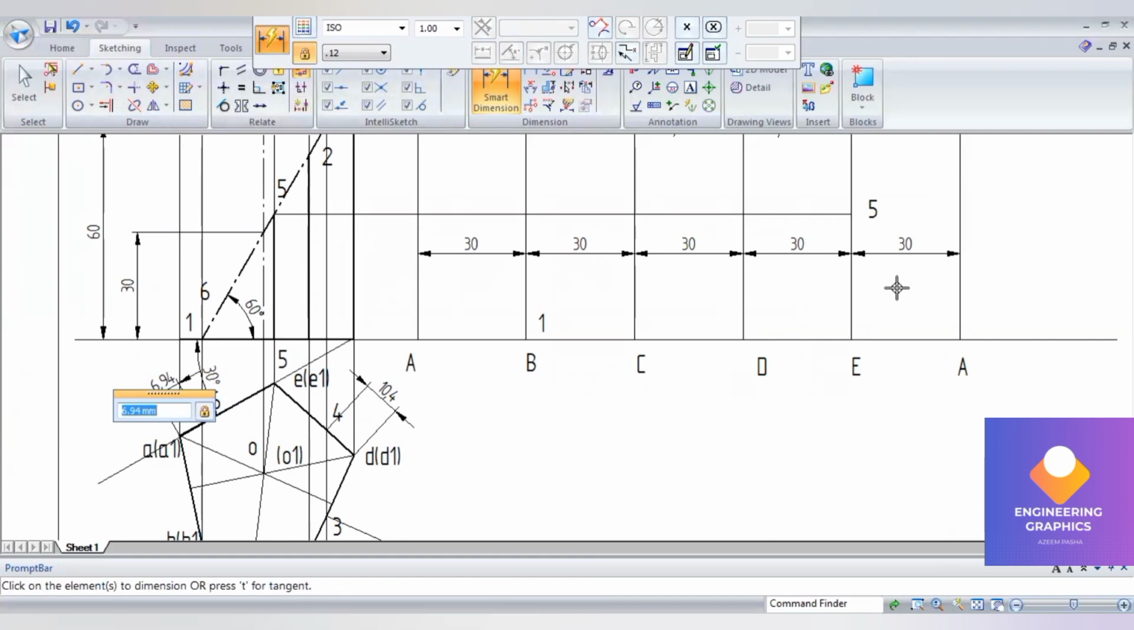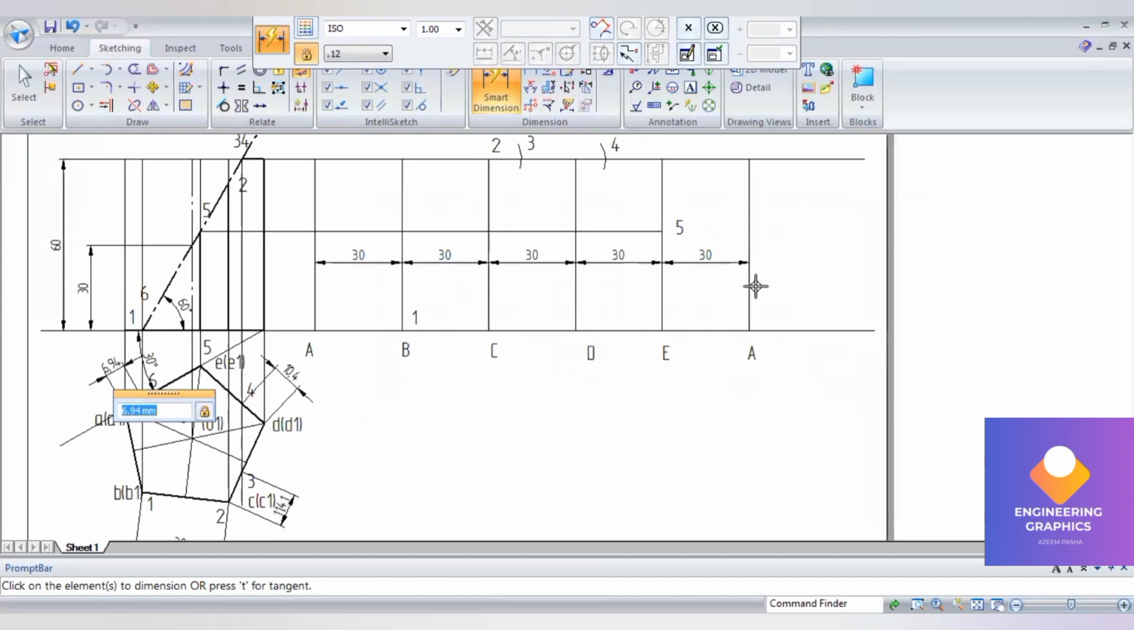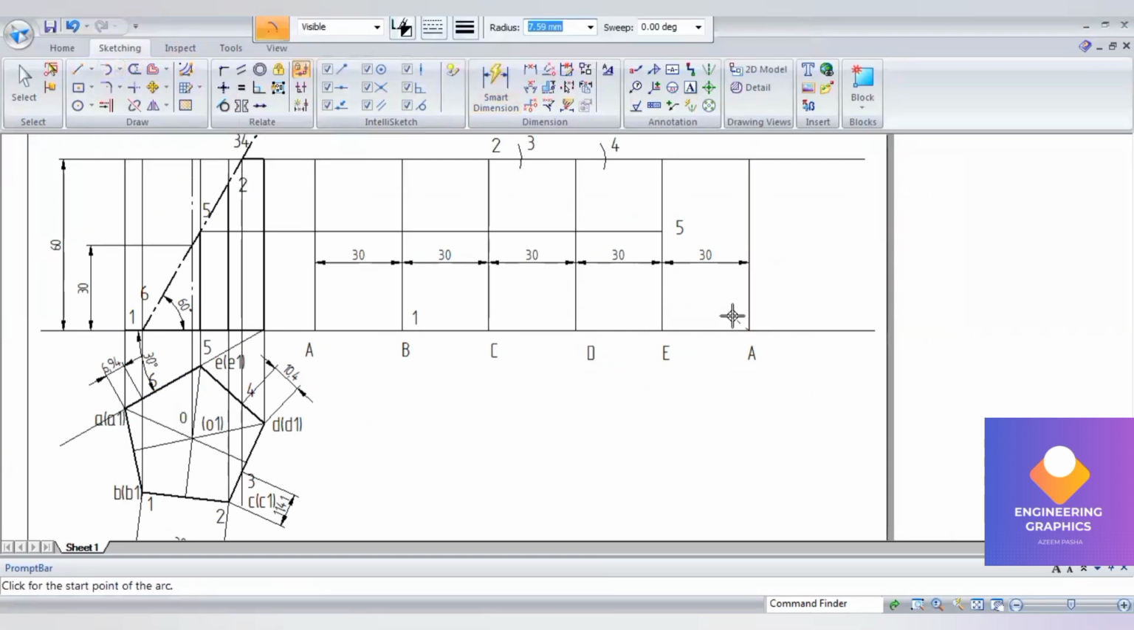So from the bottom end we have to cut it, that is from A, it is 6.94 we have to give. So we have to go to the arc by center. Give the length of 6.94, enter.